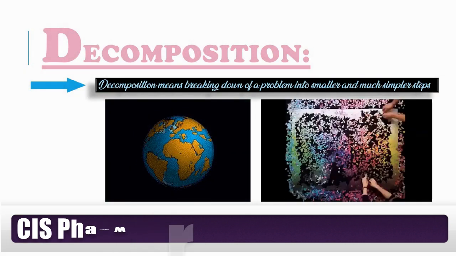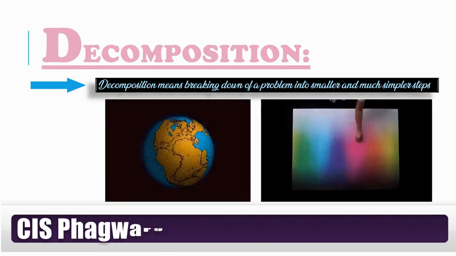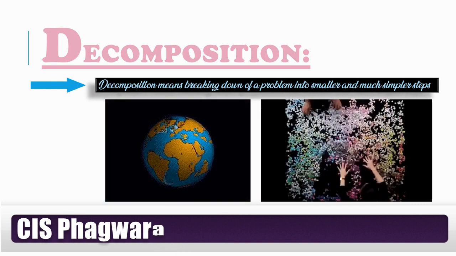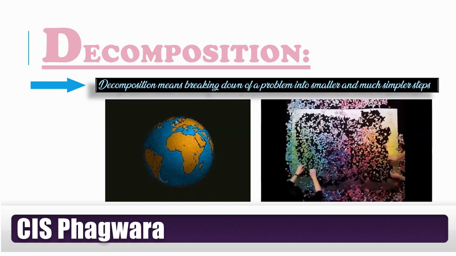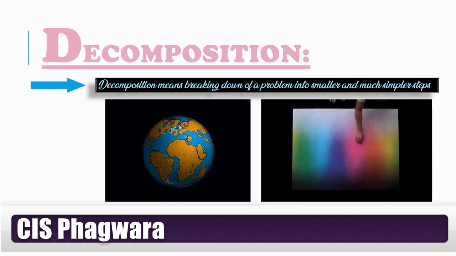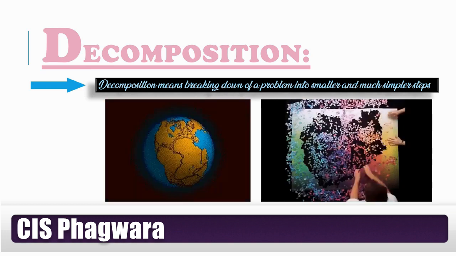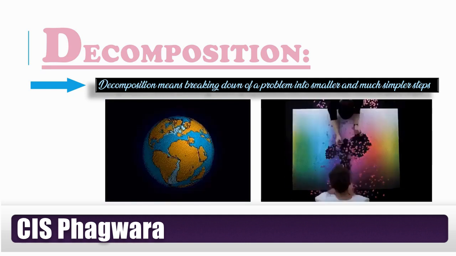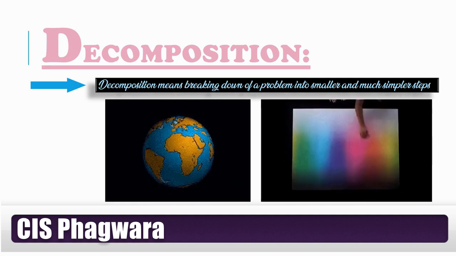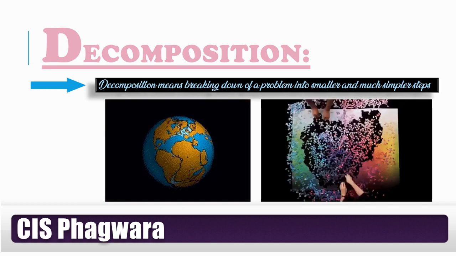The first one is decomposition. Decomposition means breaking down a problem into smaller and much simpler steps. As you can see in the pictures, making a big puzzle is a task. But when a number of people divide the entire task into smaller, simpler tasks, the much bigger problem becomes much easier.